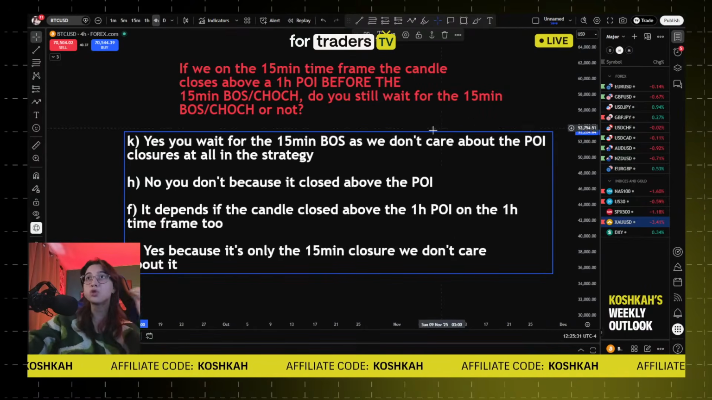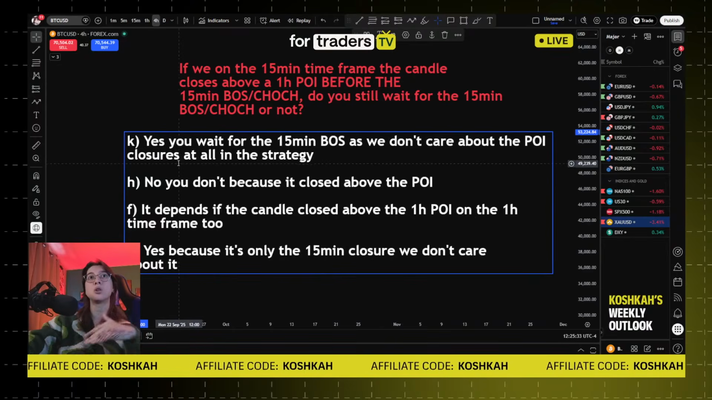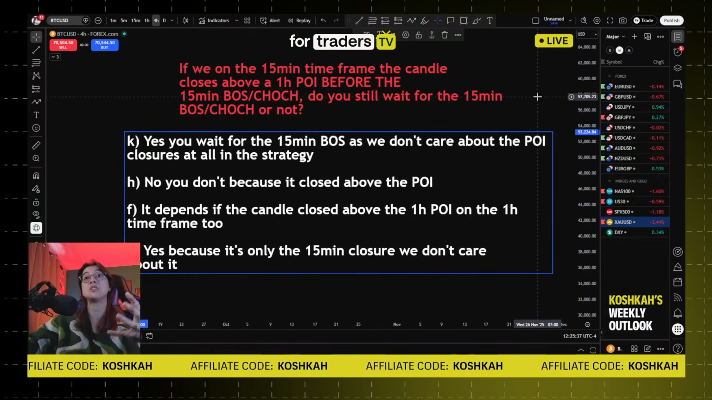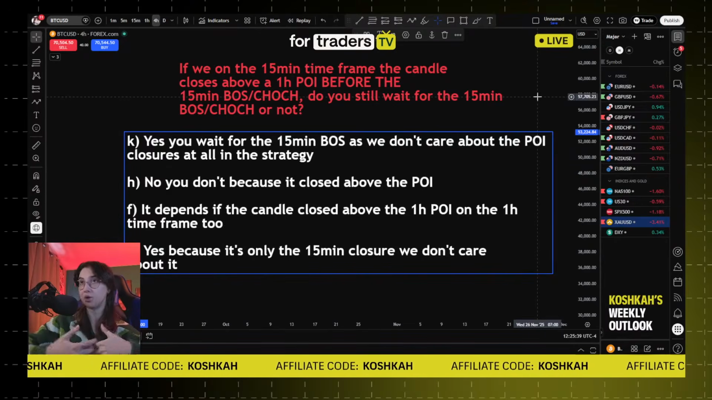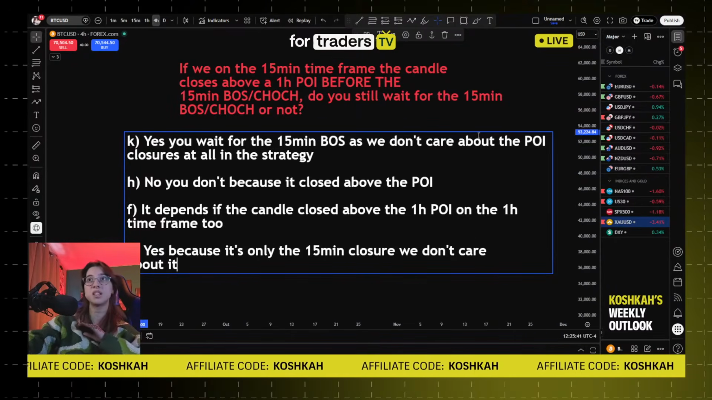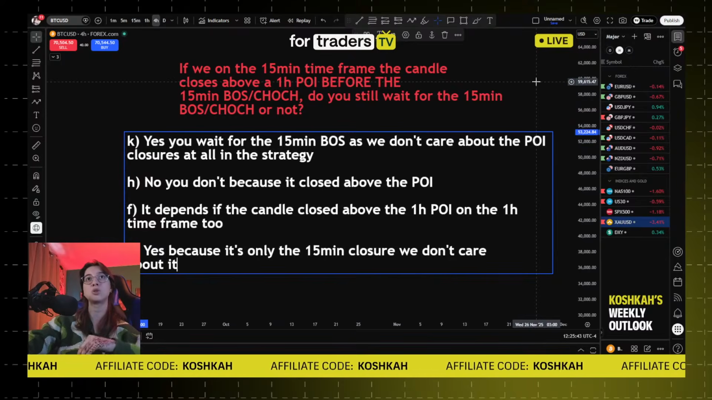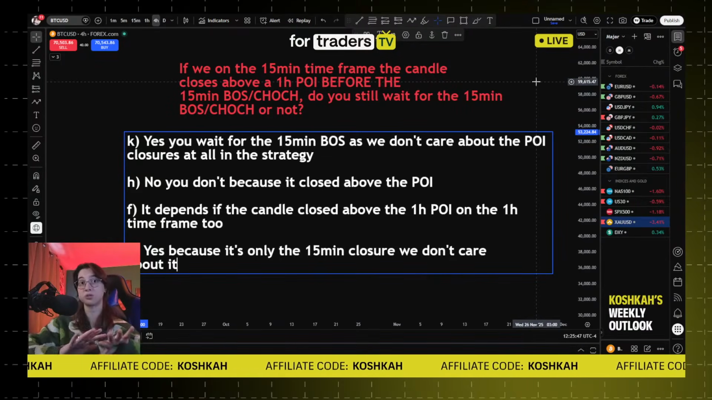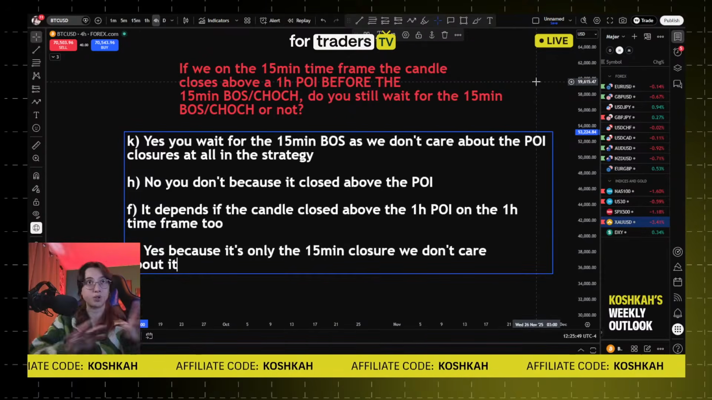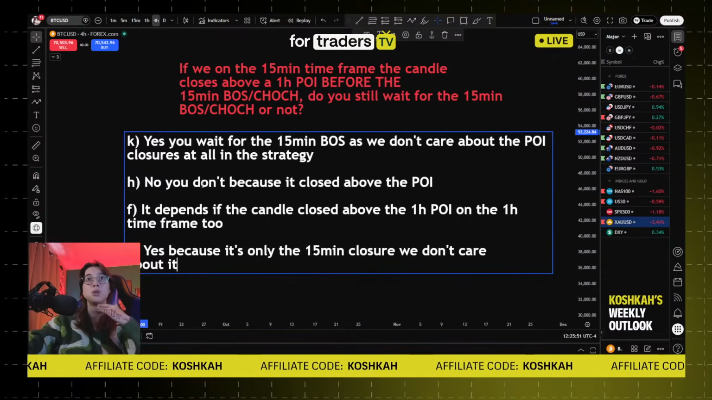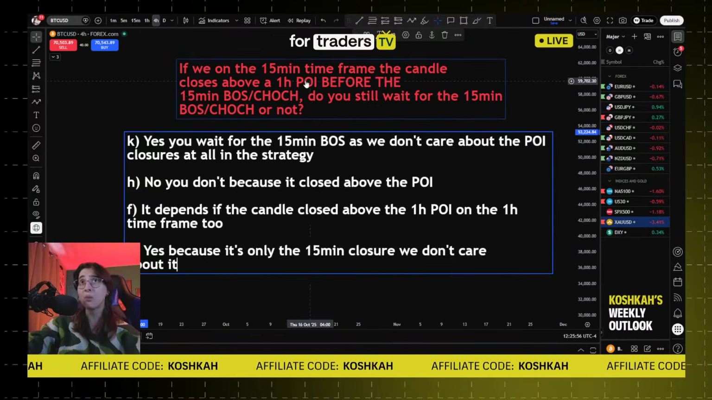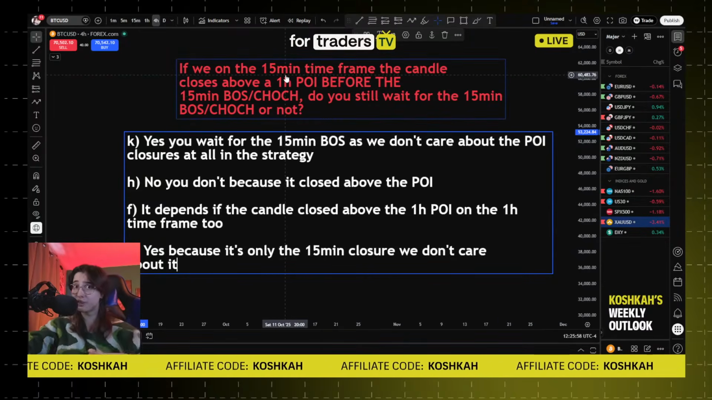And it's not true that we don't care about the POI closure in the strategy at all. That's not true, because that's what makes the POI invalid or not. So everyone who said we don't care about the POI closure in the strategy at all, it's false, because we do care. And for the answer that said no, it closed above the POI, how can you know? We're talking about the 1 hour POI and the 15-minute time frame.